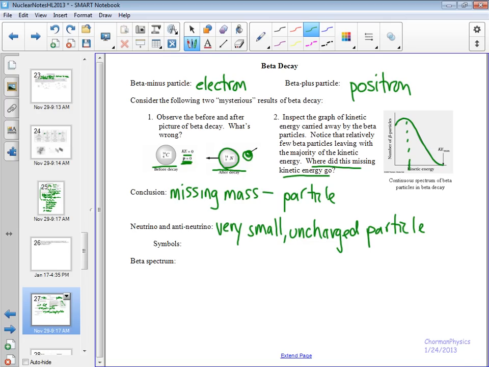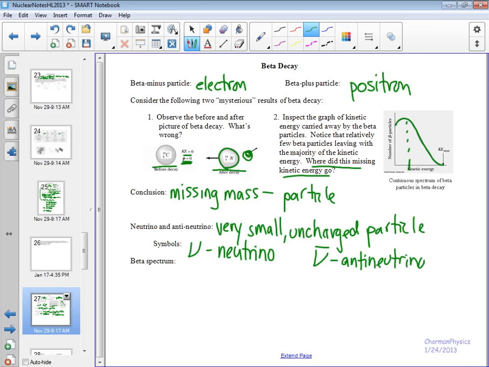Okay, and we use the symbol, I think, nu. It looks like a V, one side's straight, the other is curved, kind of like this. And so this is our neutrino, and our antineutrino has a line over it, okay? Think of an evil mustache, evil twin version.